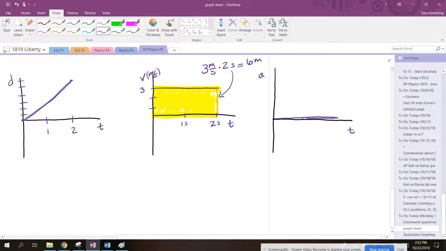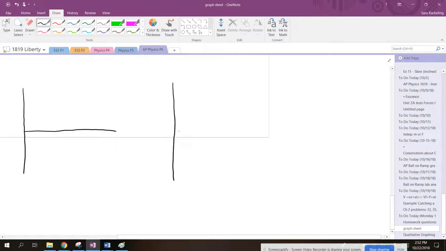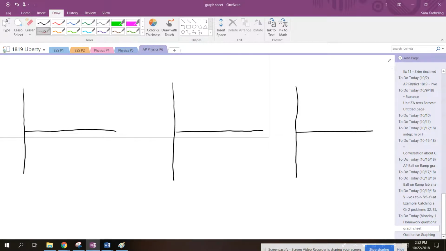Let's do one more. Or maybe 2. We'll see. Okay. Displacement versus time, velocity versus time, acceleration versus time. How about this one? And let's say that goes up to 10.